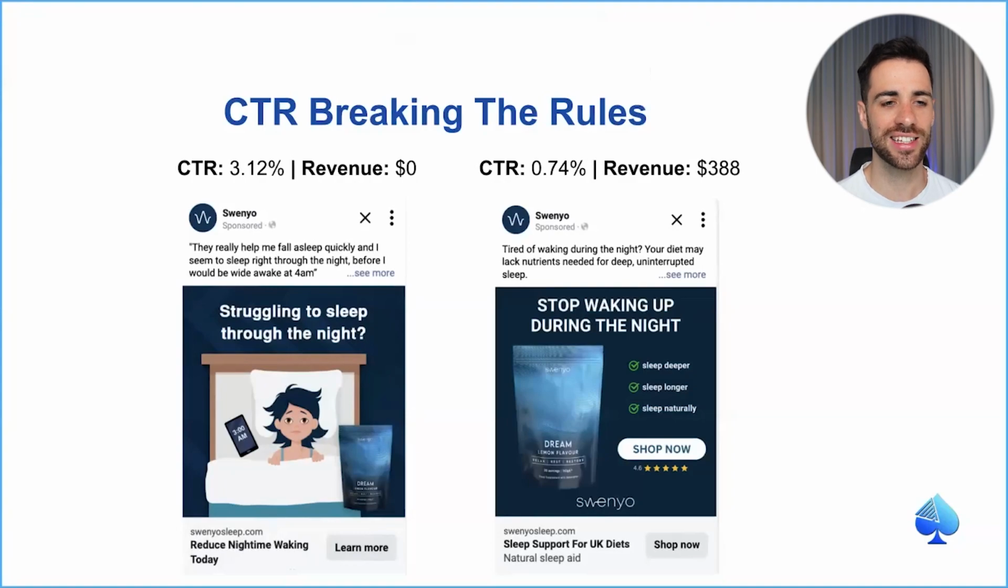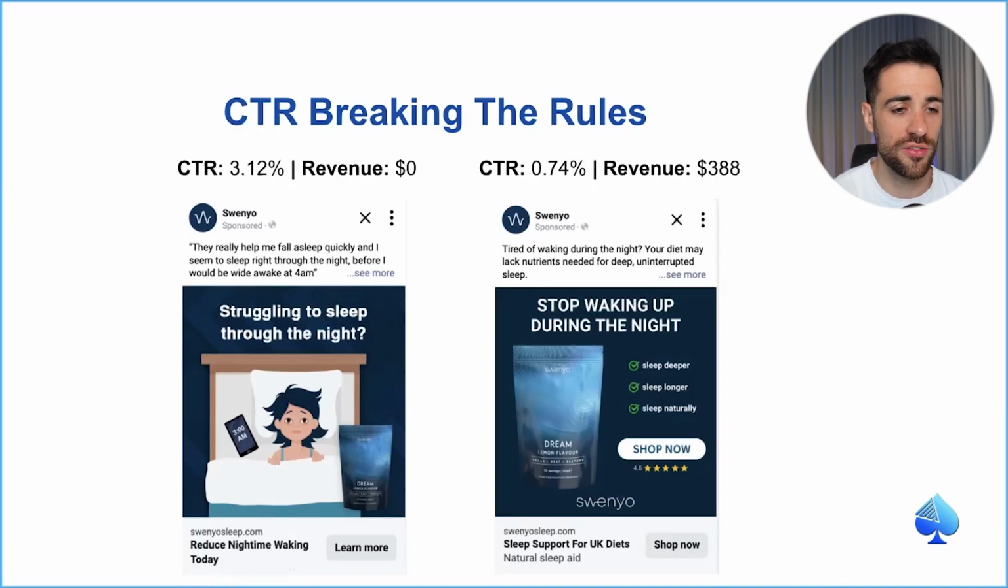So here we have a classic example of click-through rate breaking the rules. People say you want a click-through rate over 1% in e-commerce and you want to have a high click-through rate because that's going to get you more traffic, which is going to equal more eyes on your page and more sales. That's not the case. If you're drawing in poor quality traffic, that's not what will happen, and you can see it in this example here.